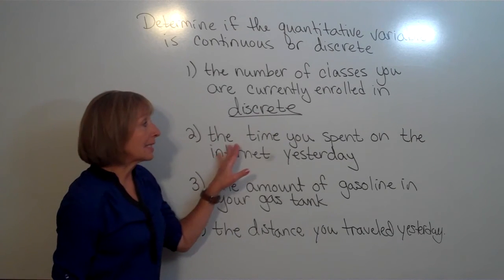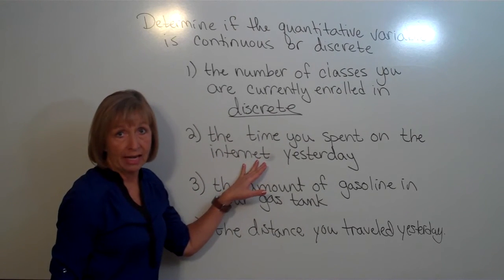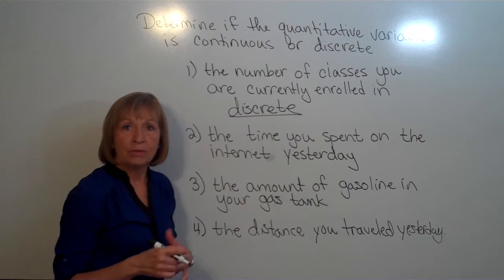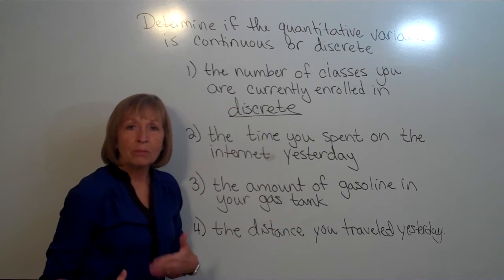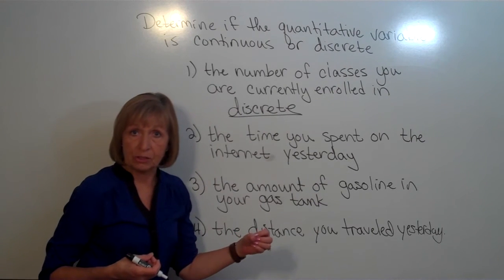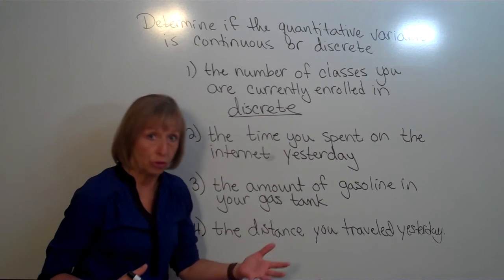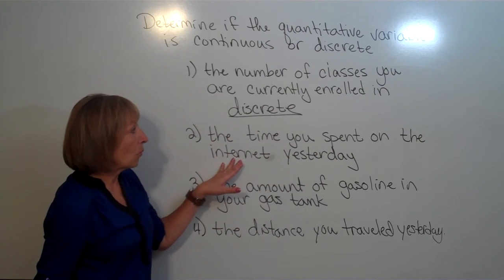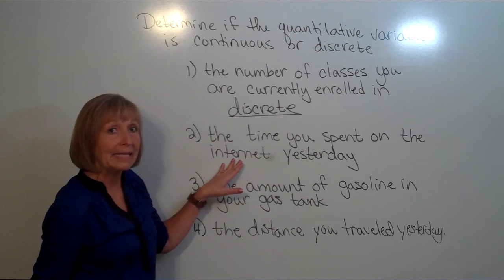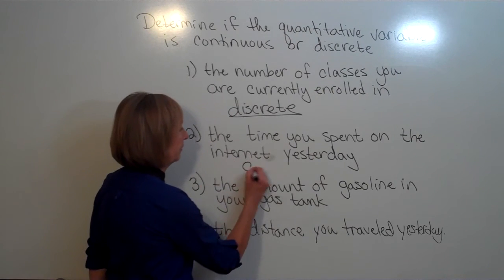Now the next one is the time you spent on the internet yesterday. So time is a continuum. When you think about time passing, we measure it with approximated values, but it is a smooth transition between times. We don't like time jump. So when I think about the time I spent on the internet yesterday, that would be a continuous random variable.